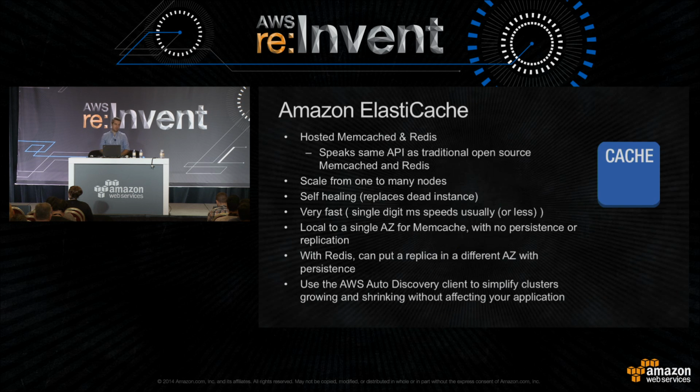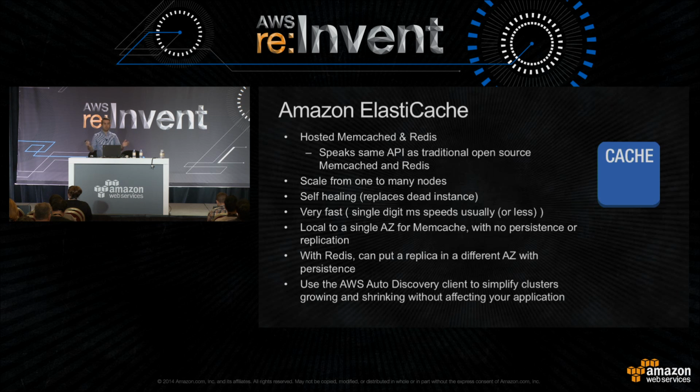ElastiCache is another service that we have, very similar to RDS in that it is a management service on top of two common technologies that many people use today. One is Memcache, the other is Redis. So essentially with ElastiCache, you get a hosted Redis or Memcache cluster that you can set up. We're removing a lot of the burden of the work that you would need to do there.